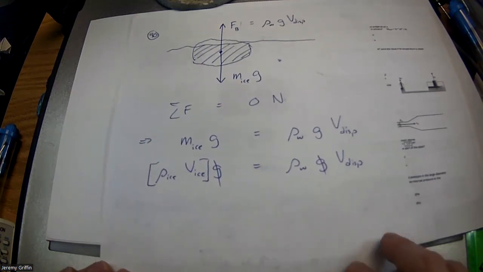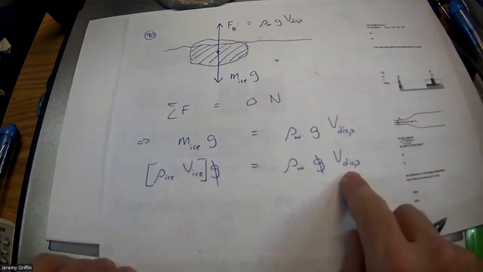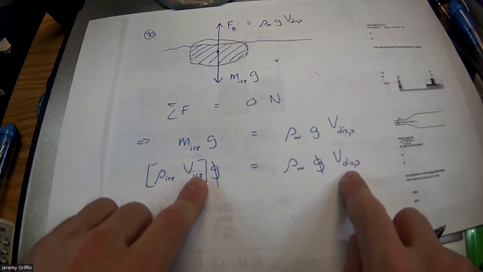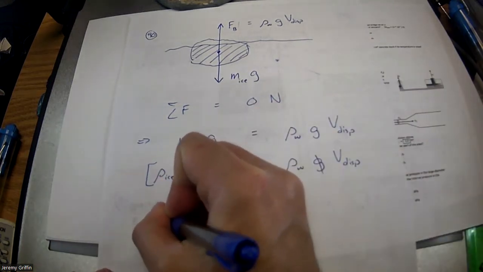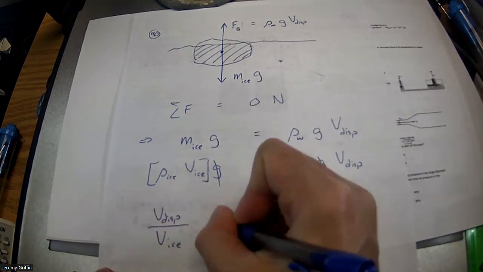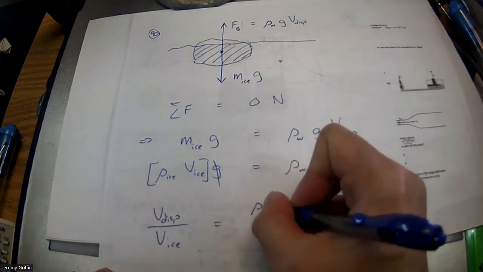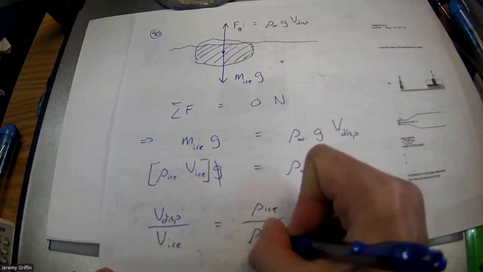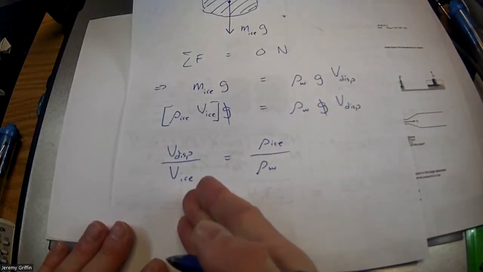Now the actual question is, what percentage is submerged? Percentage submerged, isn't that displaced volume compared to the entire volume of the iceberg? So if I divide this down, V displaced compared to V of the entire iceberg, and divide the other way, that'd be density of the ice divided by density of the water. And actually, that's exactly what's being asked. What proportion is submerged? And this is set up to solve that.